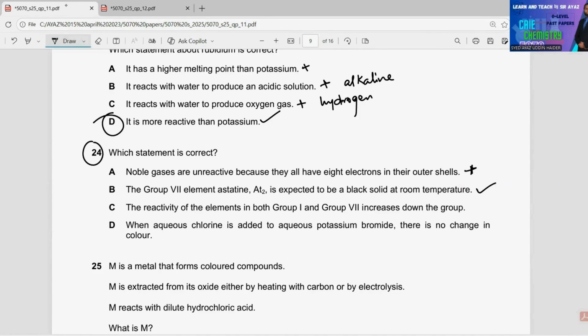C. The reactivity of the elements in both group 1 and group 7 increases down the group. This is incorrect. The reactivity only increases for group 1, not for group 7. So this is incorrect. D.